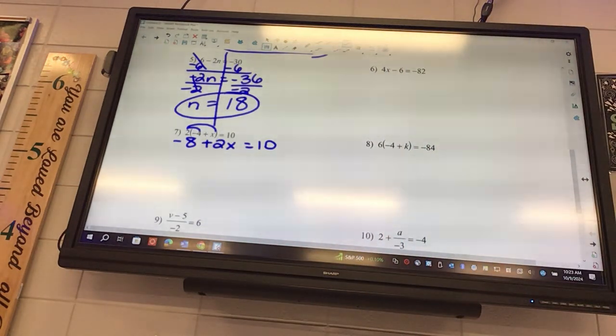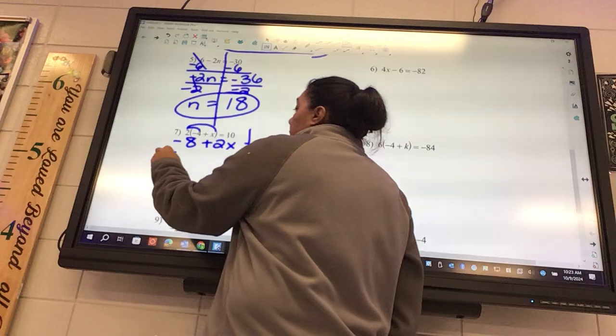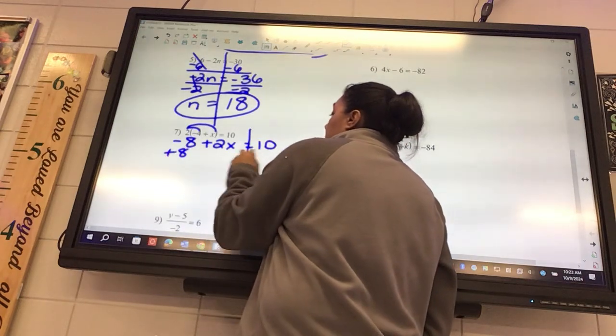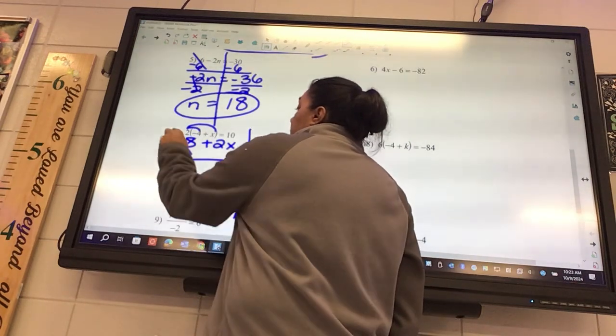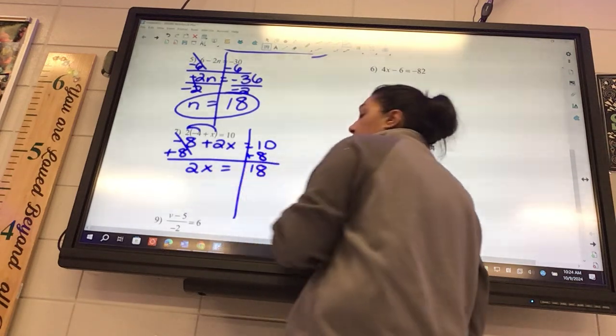Okay, who is the couple? 2x. Who's the kid? Negative 8. Who is the babysitter? The 10. Okay, so we're going to move the kid first. So how do I move a minus 8? Add 8. We're going to plus 8 on both sides. So we get 2x equals 18.